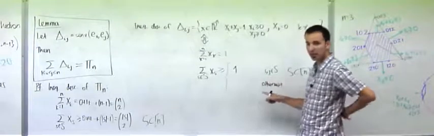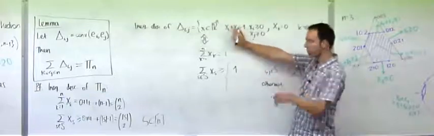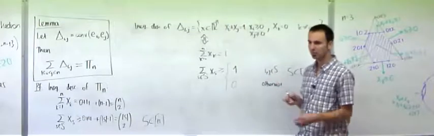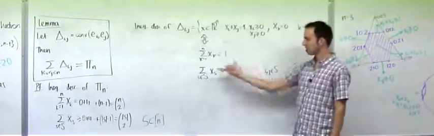But if i and j are not in S, then you can't really conclude anything out of these inequalities. You can just say this is bigger than or equal to 0. You don't know anything else. Okay? So I think it's clear that these inequalities imply these inequalities.